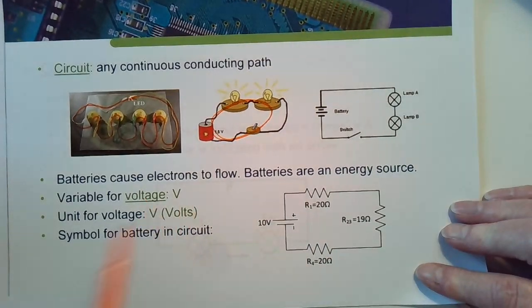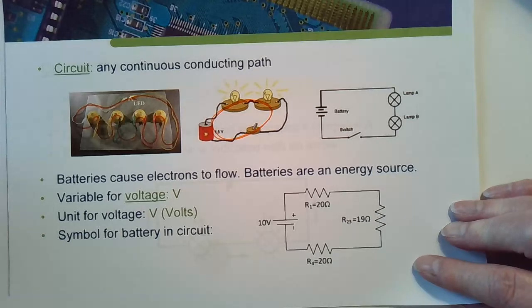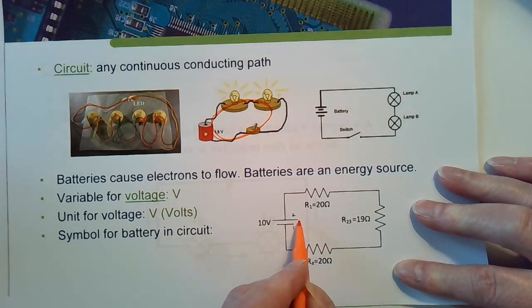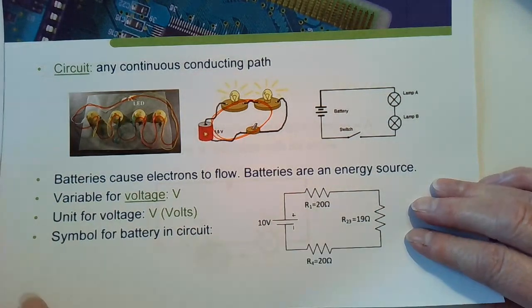Okay, one more time, voltage, and the unit is volts. And you can see that the long line is the positive and the short line is the negative side.